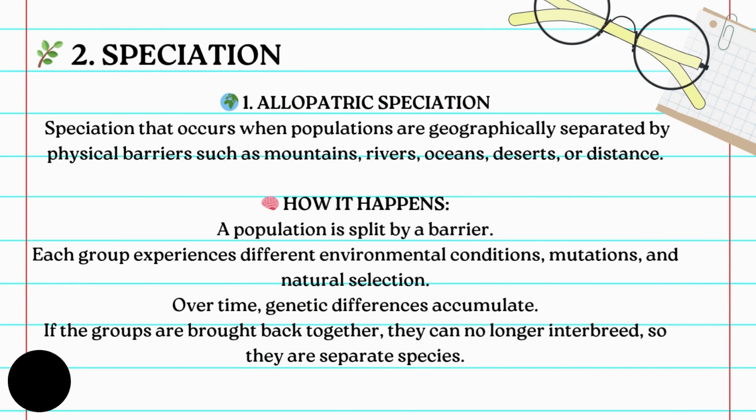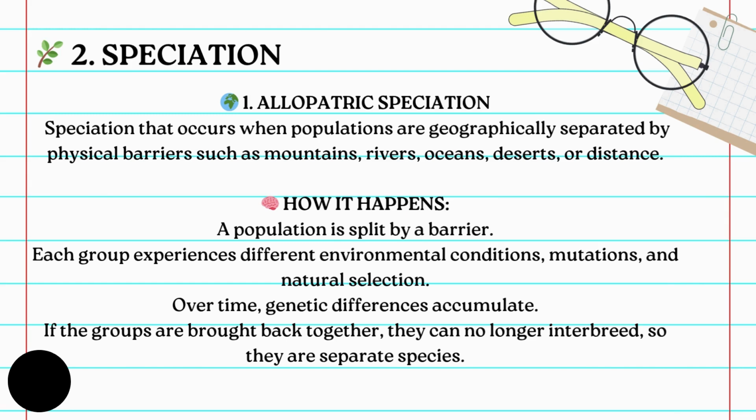So let's look at some examples. There's something called allopatric speciation. Allopatric speciation occurs when populations are geographically separated by a physical barrier, such as a mountain forming, or a river, an ocean, a desert, or distance. They got lost and separated while they were walking to find the nearest water bed. So how does it happen? A population is split by a barrier.